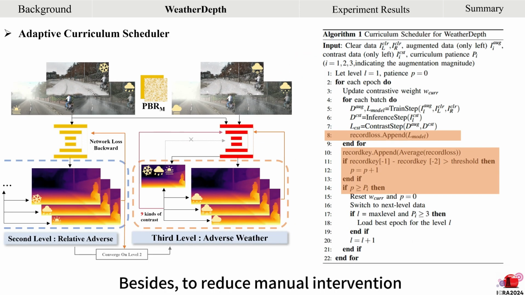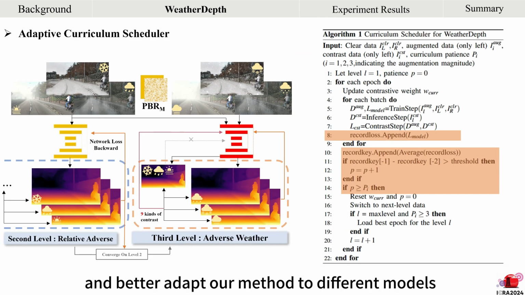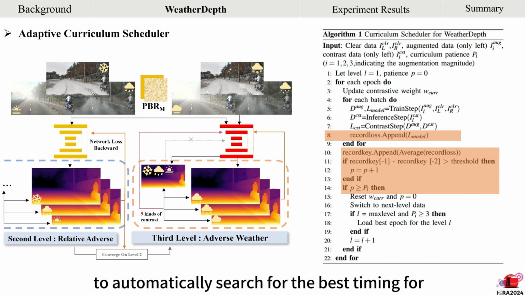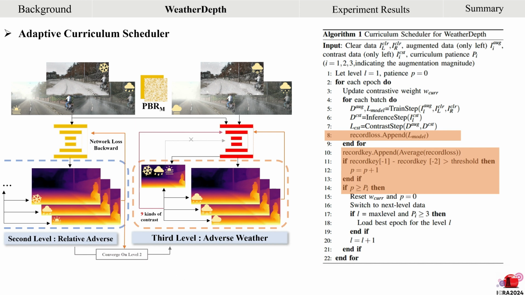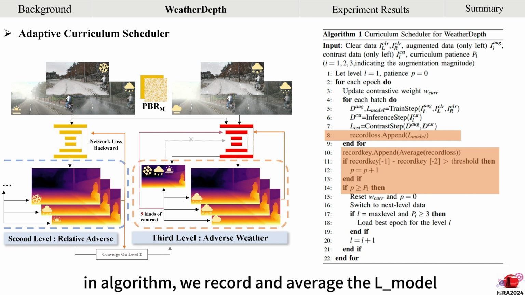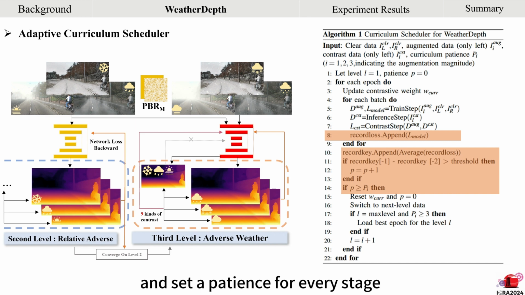Besides, to reduce manual intervention and better adapt our method to different models, we designed an adaptive curriculum scheduler to automatically search for the best timing for course switching. Specifically, as shown in lines 8 and 10 to 14 in the algorithm, we record and average the L-model and set a patience for every stage. We move to the next stage when the L-model difference between the current and previous epoch surpasses the patience threshold.